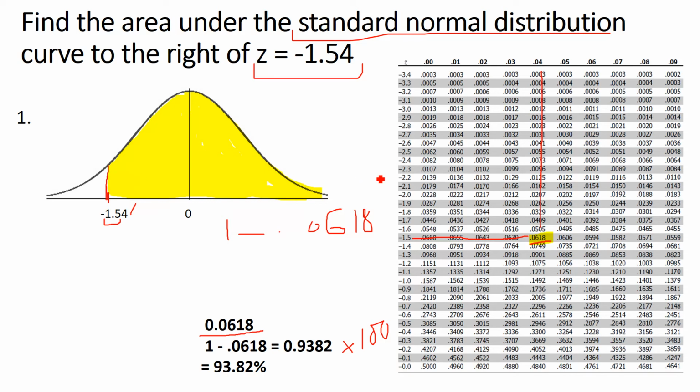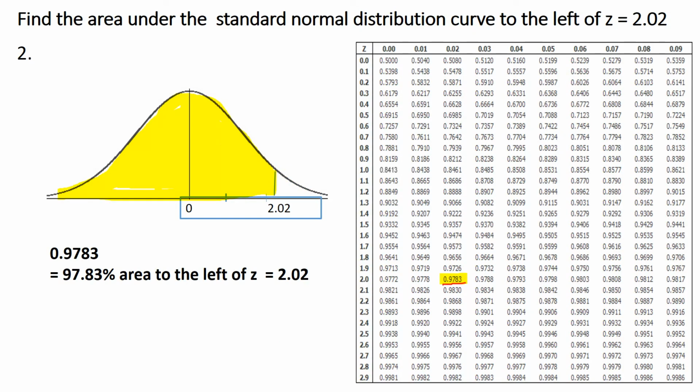If you are looking for the area of the curve to the right, then you have to subtract the value from 1. Right? Okay, the second question is, now find the standard normal distribution curve to the left of Z value 2.02. First you have to make the curve. So this is standard deviation 1, or this is the Z value 2.02. It means it is 2.02 standard deviations above the mean.